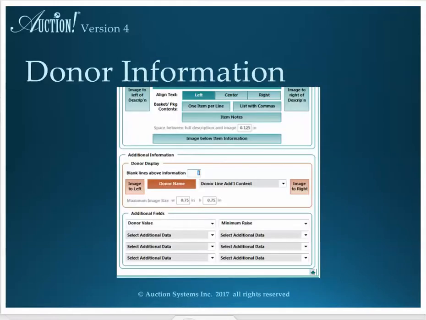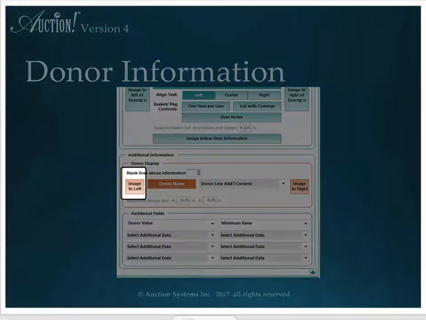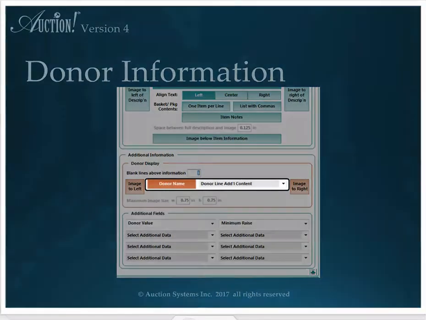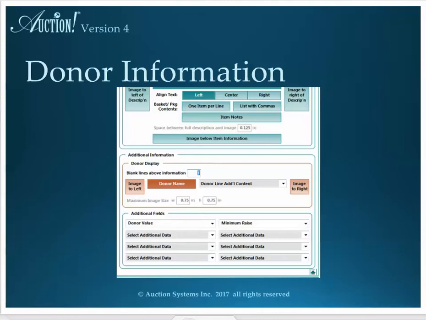Next, in the same Item Information panel, you can include a donor image to the left or right of the donor name. Donor images are saved in the name entry form for the specific donor. You can include the donor name and also add some other information like category, donor value, or minimum bid. Other information about the item is also available in these pull-downs.